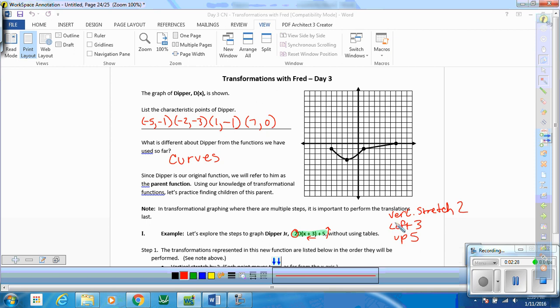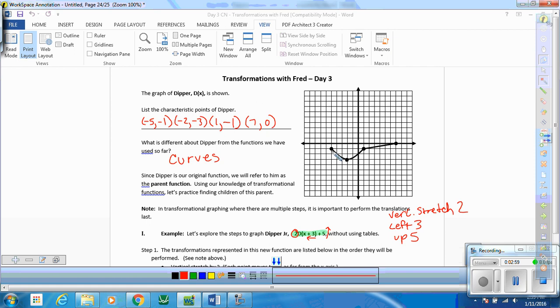Now, what I do want to point out is that the order that you do these transformations does actually make a difference sometimes. So when I'm counting these on the graph, it is a lot easier for me to do the vertical stretch first, figure out how far away from the axis it's supposed to be, then I can go left 3 and up 5. So that's how I'm going to make those changes. But that's the order that it follows here.